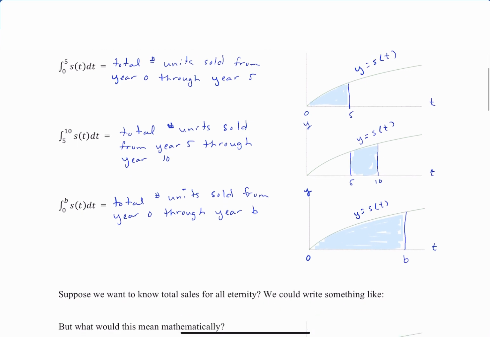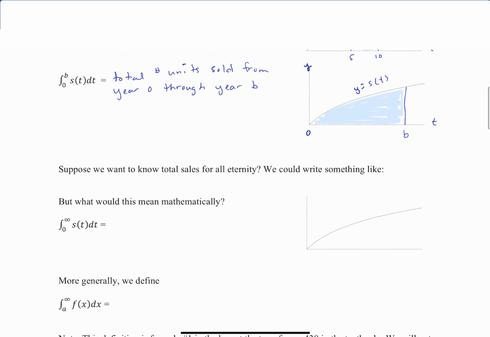Now, suppose we want to know total sales for all eternity. We could write something like the definite integral from 0 to what of s of t dt? Well, we could put something like infinity. We don't want to put an upper limit on the year. We want to say through all years for all of eternity. But what would we mean by that mathematically?